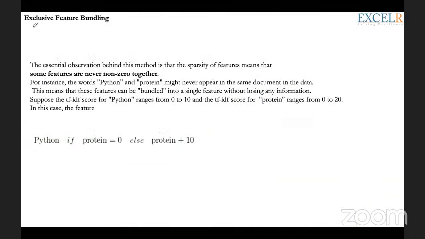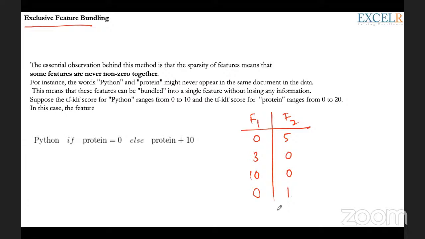The other enhancement that has been done in LGBM is feature bundling. What is feature bundling? Let us say, for example, I have feature 1 and feature 2. In feature 1, let's say I have a value 0 here, this is 5, this 3, this 0, 10, 0, 0, 1, and 1, let's say 0. Like that, we have features.